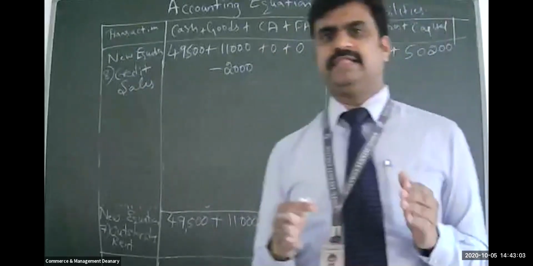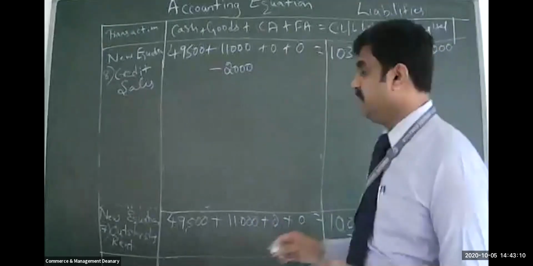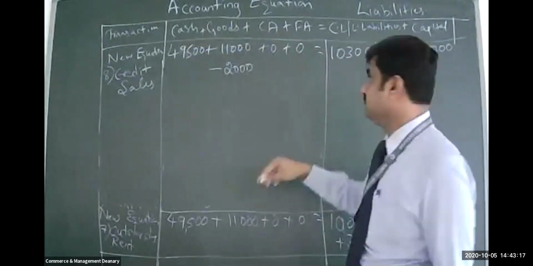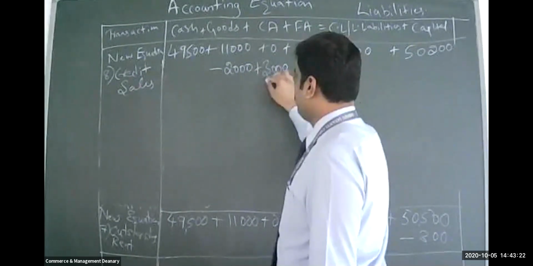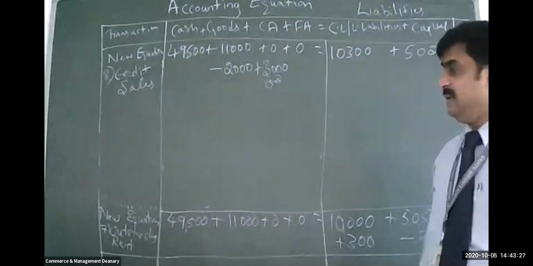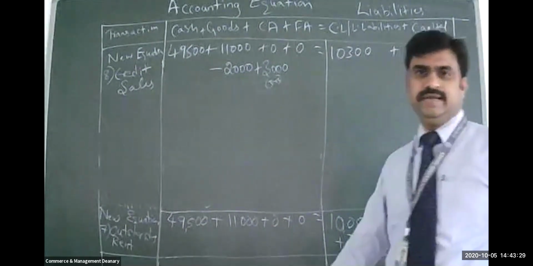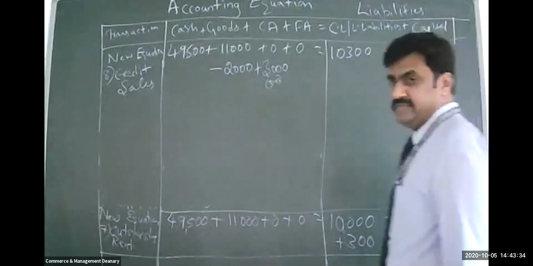So how much is this current asset now? How much is debtors, which you have created? 3,000. So where should I write it now? Current asset. Plus 3,000. Normally we call it DRS. Debtors is a current asset. Okay? But is your equation tallying? No, sir.